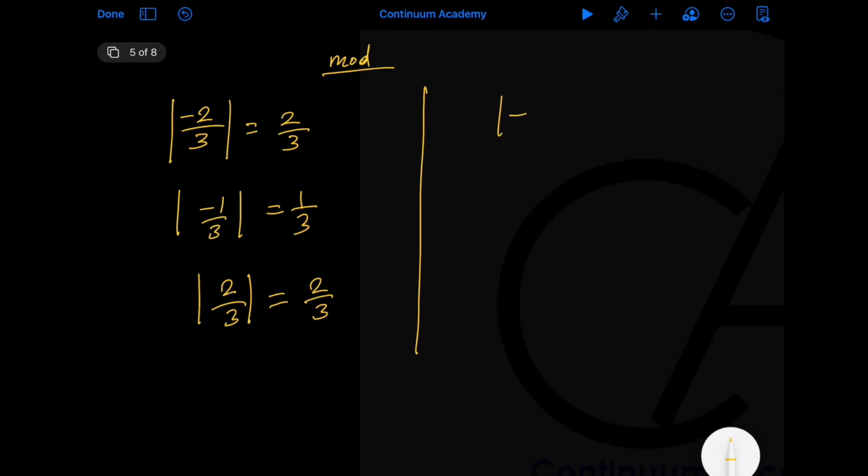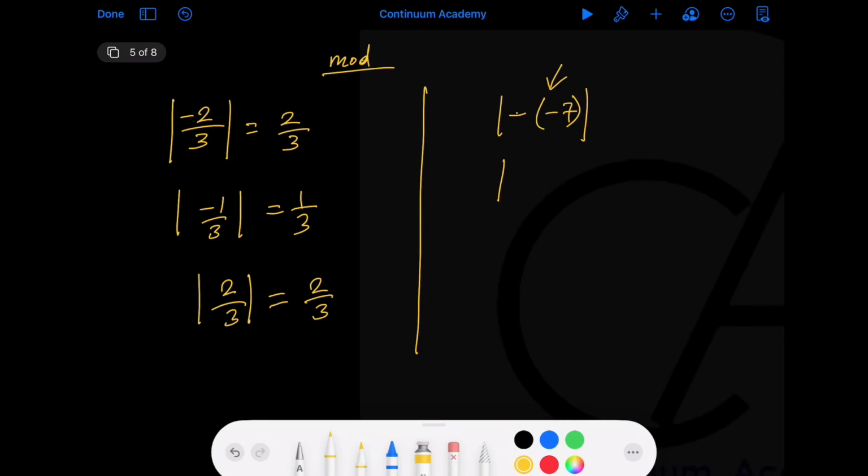Mod of -(-7). First of all, in here you are going to multiply this. So minus into minus is plus, so you will get 7 here. So this is equal to mod of 7, which is what? 7. Clear? So now remember, don't get confused with this bracket and this mod.